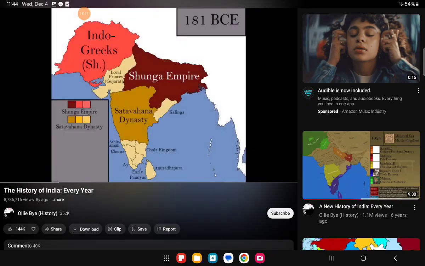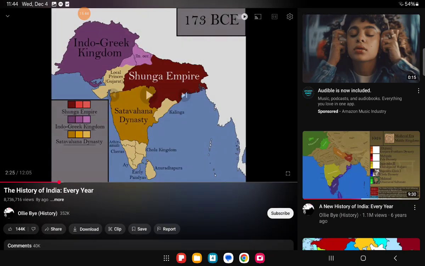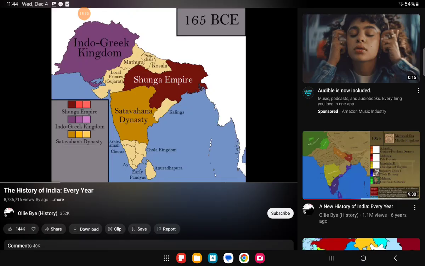Oh, look, now we have the Shunga Empire, not the Mauryas, and there's some Indo-Greeks in what appears to be Pakistan and Afghanistan, who are a Shunga vassal client state, and we have some local princes in Gujarat. And look, Kalinga's back. Hashtag Kalinga is back. Look, the Indo-Greek kingdom is now independent and is occupying Shunga land. And they've dismembered some Shunga empire. Look, Panchala and Kosala are back.